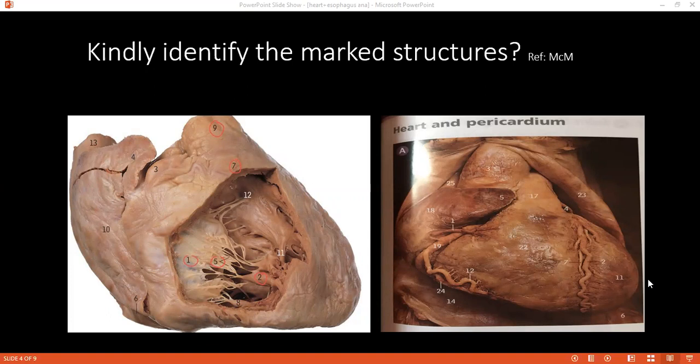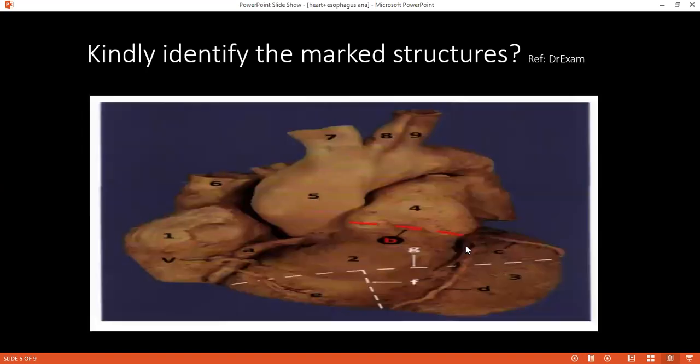Can you tell me, this is a very complicated picture, but let's see if you can quickly identify the major things. Can you identify number 5, please? 5 is aorta. 4, please. Pulmonary trunk. Okay, can you write if any other things you can identify here? D is what? D, where is D? Left anterior descending artery.